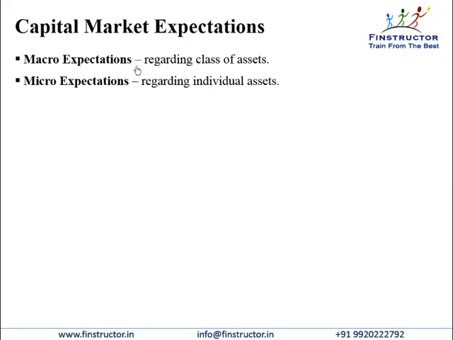So macro expectations are expectations regarding different classes of assets. So they are more broad based, and this is what the topic of discussion is going to be today. Micro expectations come from a more bottom-up analysis and are expectations regarding individual assets. So one particular stock would be a micro expectation. The stock market as a whole would be a macro expectation.